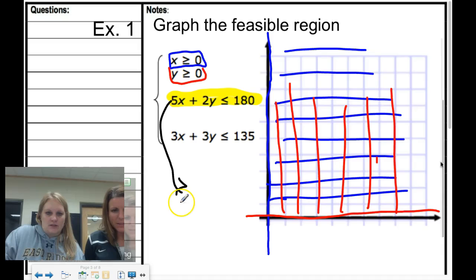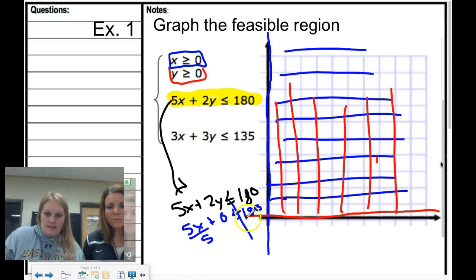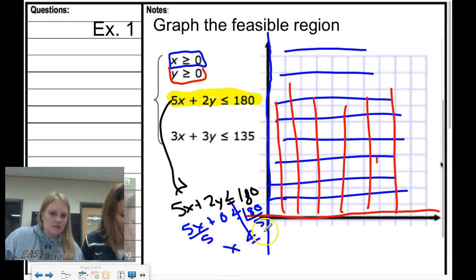Perfect. I'll rewrite it. So 5x plus 2y is less than or equal to 180. Okay, so we're just plugging in 0. So I'll plug in 0 for y to find my x. So I got 5x plus 0 is less than or equal to 180. I'm solving, so I just divide by 5. So I get x is less than or equal to 36.